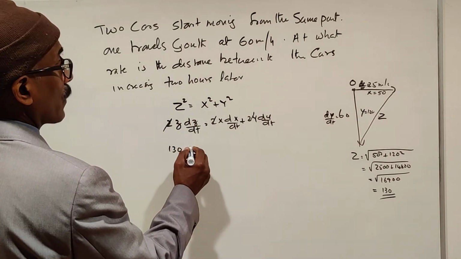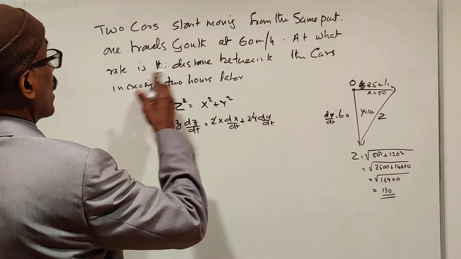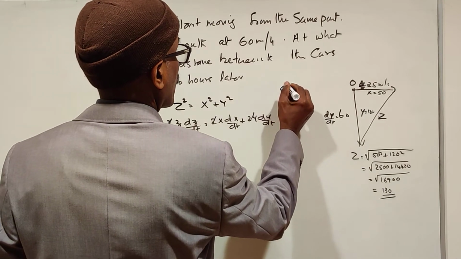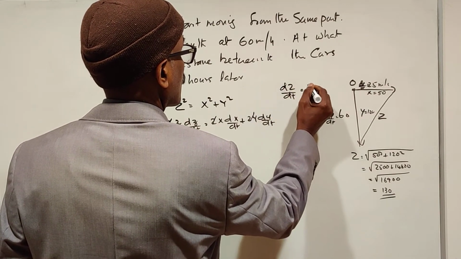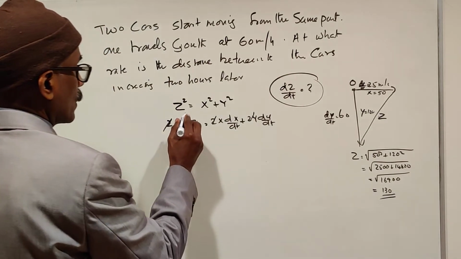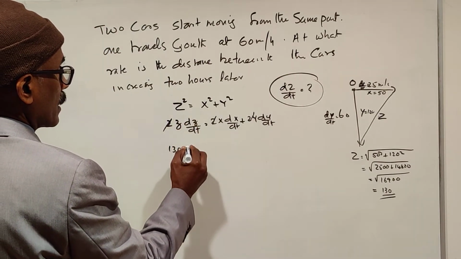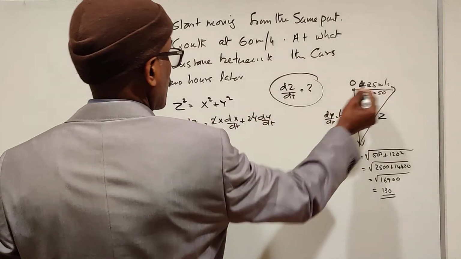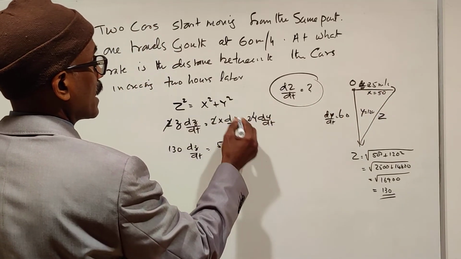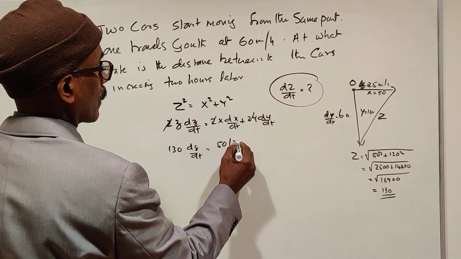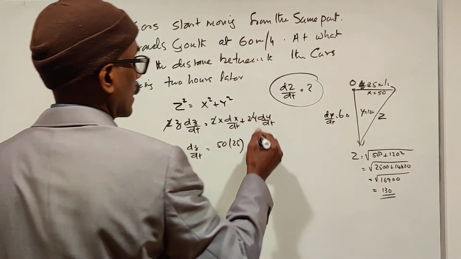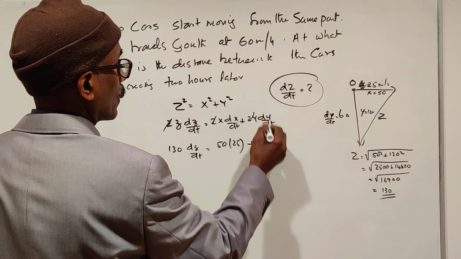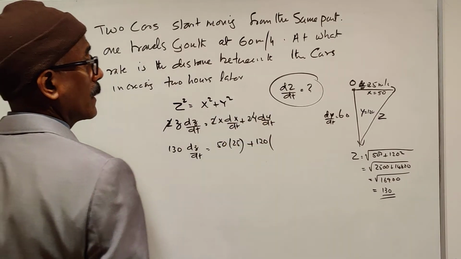dz by dt we are going to find out. At what rate is the distance between the cars changing? That is dz by dt. dz by dt equals question mark. Okay, 130 into dz by dt equals, and what is x? X is 50, 50 into what is dx by dt? 25, right? That is the speed. Plus y, 120, into what is dy by dt? 60.